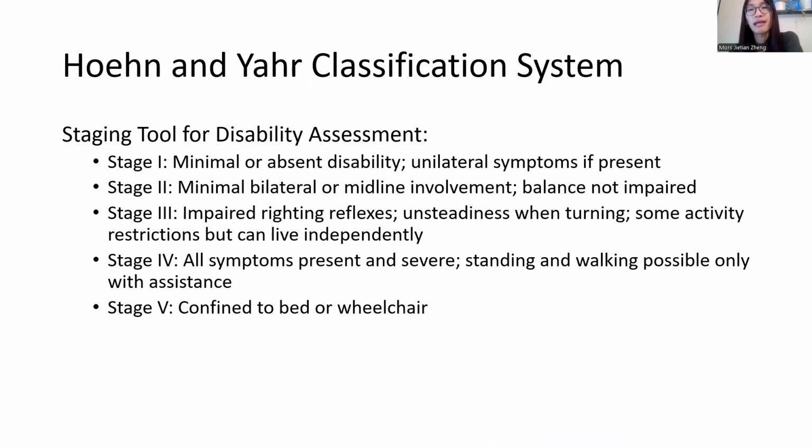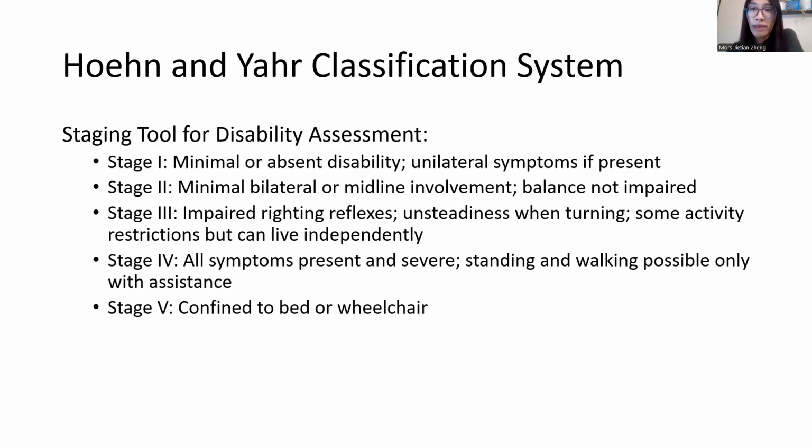The Hoehn Yahr Classification system provides a standardized way to stage disability in Parkinson's disease. Stage 1 represents minimal or absent disability with unilateral symptoms if present. These patients often don't even realize they have Parkinson's disease yet, while stage 2 shows minimal bilateral or midline involvement. But importantly, the balance is not yet impaired.